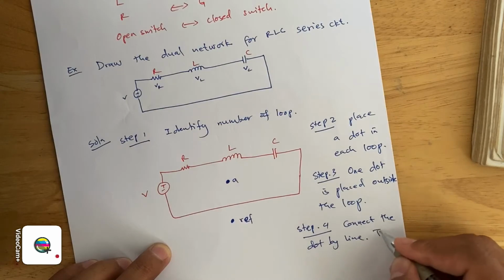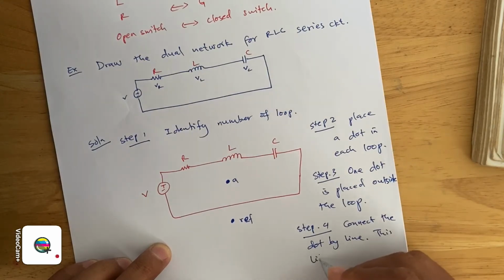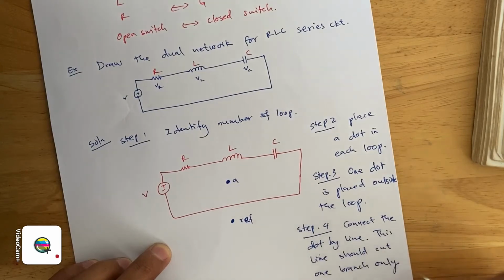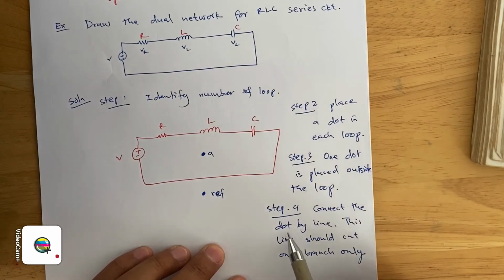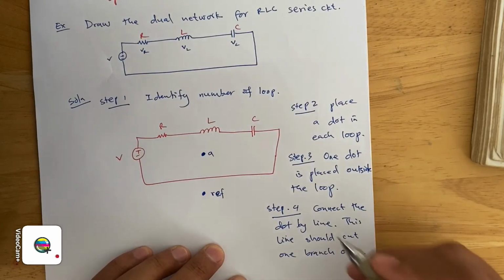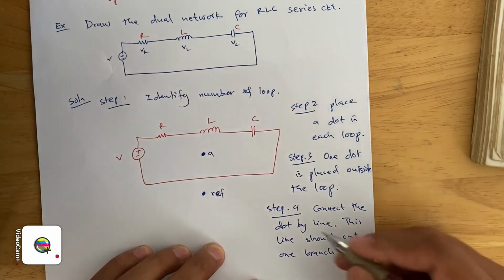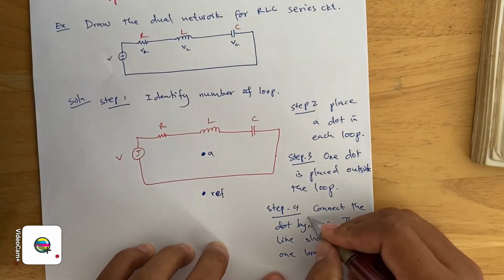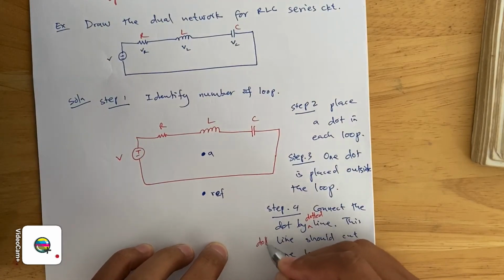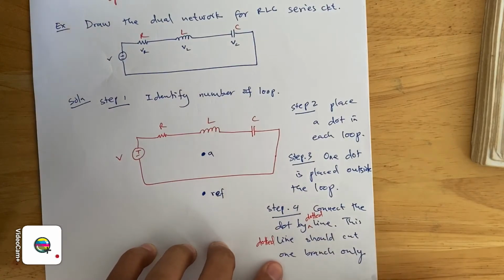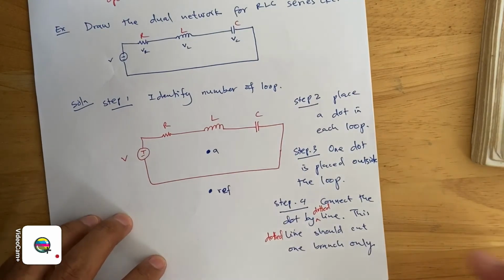Now this line should cut one branch only. In step 4, we have to connect the dots by line. I think when you write a solid line, you will get confused. Instead of a line, you can write a dotted line. This dotted line should cut one branch only.